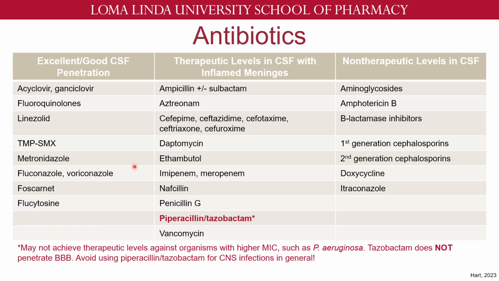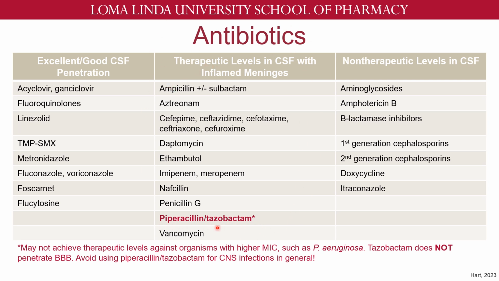So here on the left, we have agents that have great CSF penetration. In the middle, we have agents that will have therapeutic levels in CSF when the meninges is inflamed. So it's kind of an interesting mechanism, and I won't go too in detail with it because it's more of an advanced topic. But when we have bacterial meningitis, when we have the inflammation of the meninges, that can actually kind of work for us and kind of help some of these antibiotics get in.